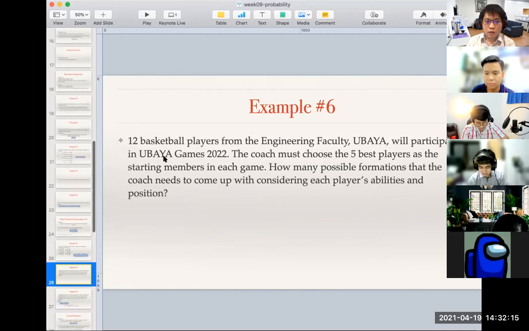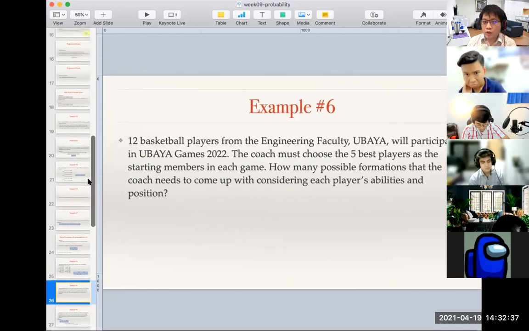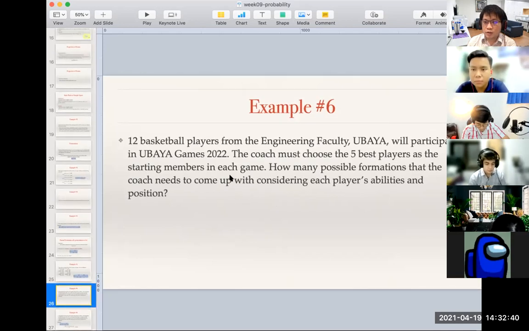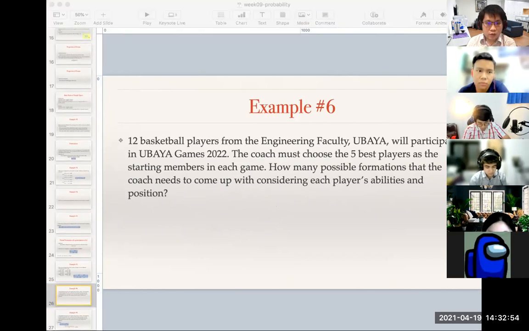Let's say there are 2 basketball players from the engineering faculty of Upaya. They will participate in Upaya Games 2022. The coach must choose the 5 best players as the starting members for each game. How many possible formations does the coach need to come up with, considering each player's abilities and positions? Maybe in ULS you can already find a similar slide, but it is in Indonesian.